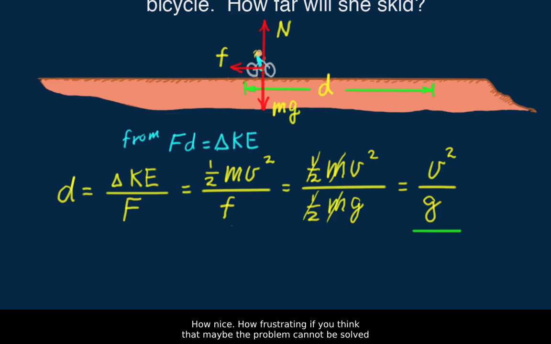How nice! How frustrating if you think maybe the problem cannot be solved because the mass of Nellie and her bicycle isn't given. That's why it's good practice to solve problems with symbols rather than numbers. With symbols, cancellation becomes evident. Symbols first, numbers later.